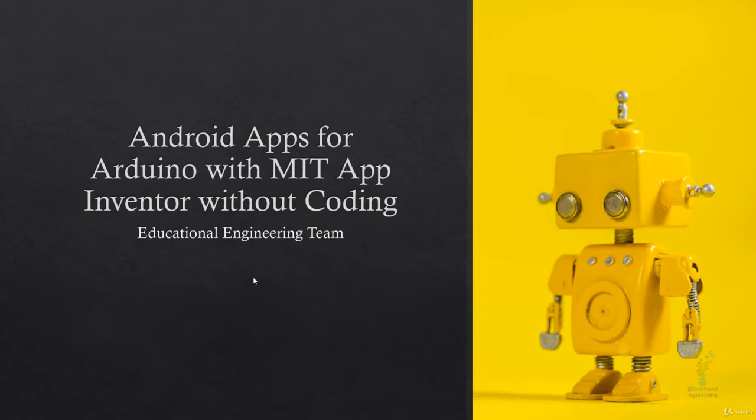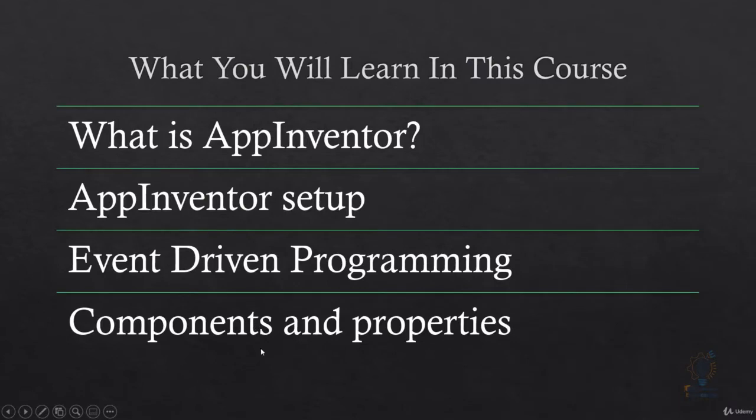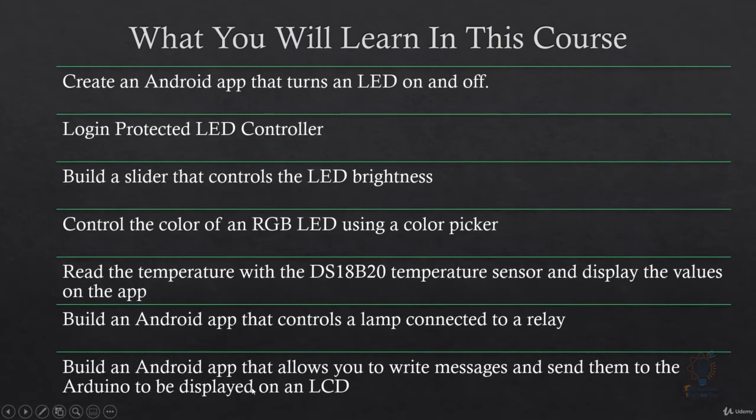And now let's dig in to what you will learn in this course. First, we will talk about App Inventor, what is App Inventor, and how to set up App Inventor on your machine. Then we will cover event-driven programming and components and properties inside App Inventor. This will be a quick introduction to App Inventor, the user interface, how to deal with it, how to set up App Inventor, the latest version on your device for free, plus other applications that we might need for this course. After doing that, we will move on to the next part of our course.